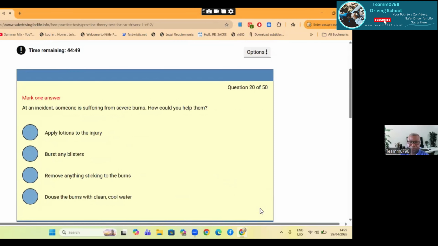Mark one answer. At an incident, someone is suffering from severe burns. How could you help them? Apply lotion to the injury? Please don't do that. That makes me cringe. Don't do that. It's not safe. You will make it worse.